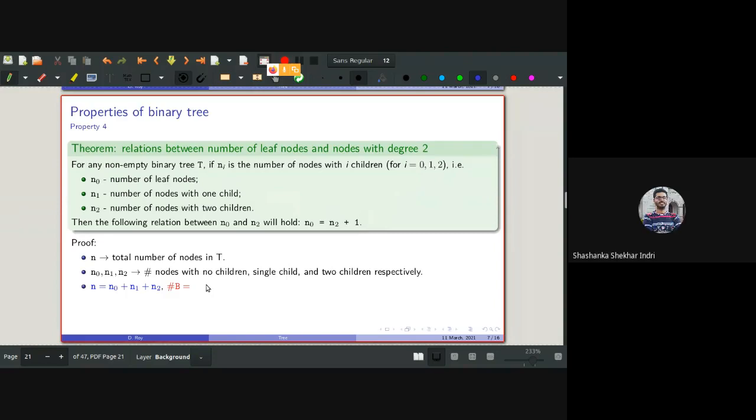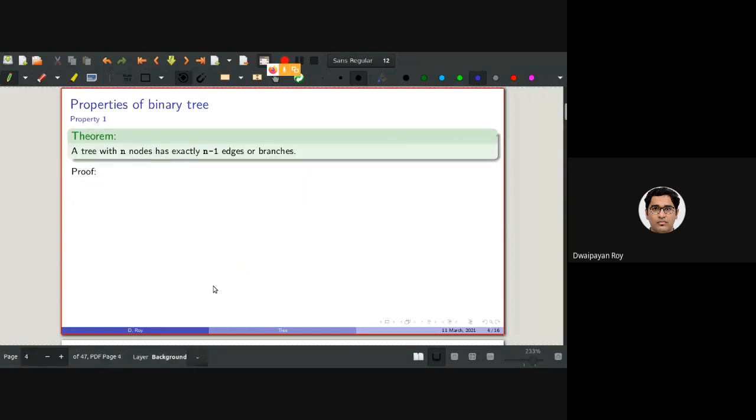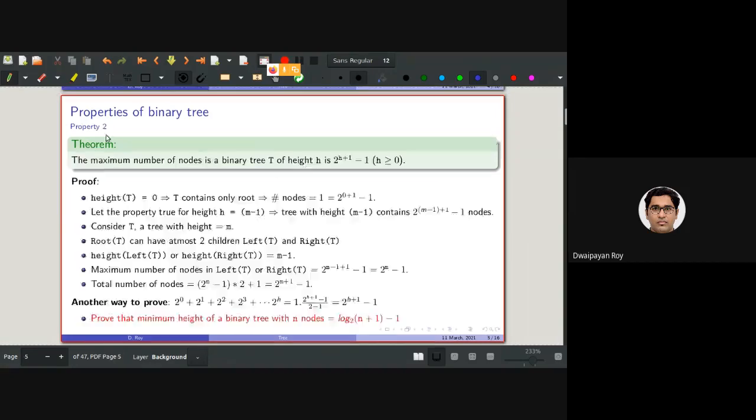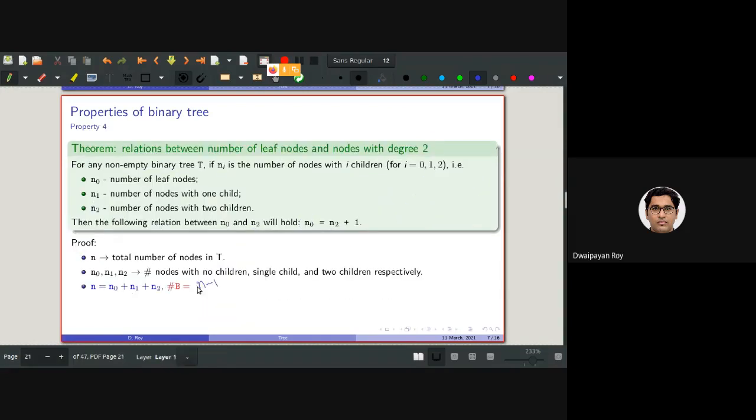Anyone? N minus 1. N minus 1, you are saying? Yes. Why? It was the property that if there are total n nodes. Correct. In property 1, we have mentioned that a tree with n nodes will have exactly n minus 1 branches. So based on property 1, the number of branches, as there are n nodes altogether in the tree, will be n minus 1.